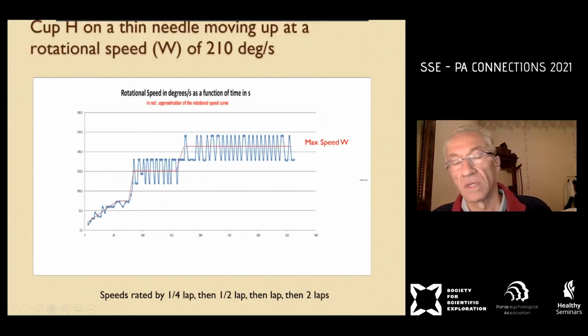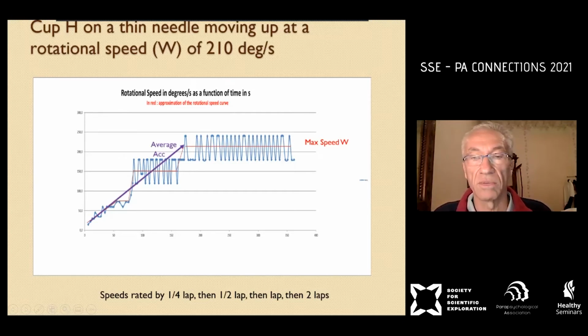There's a quick, very fast plastic cup. So the speed was here, and the average speed in red, which gives the max speed, which was 210 degrees per second. And then we have the average acceleration, between max speed and 0, and the time to reach it. And we have also the max acceleration, which is the acceleration with a steep slope.